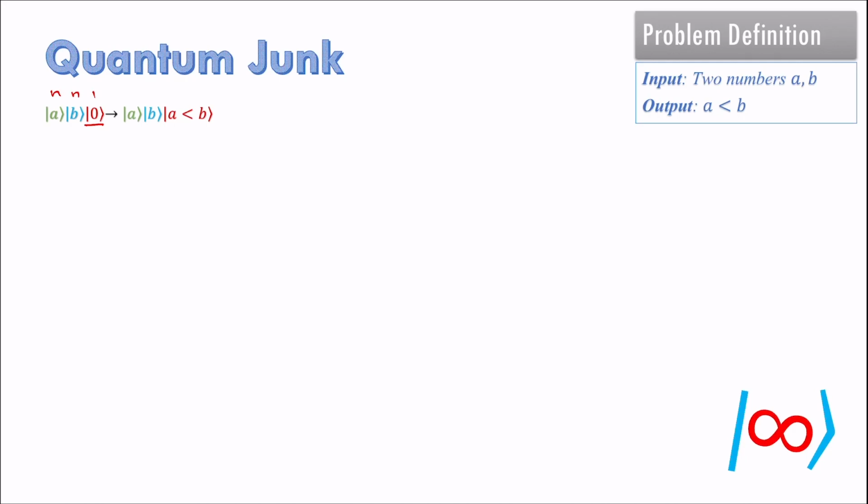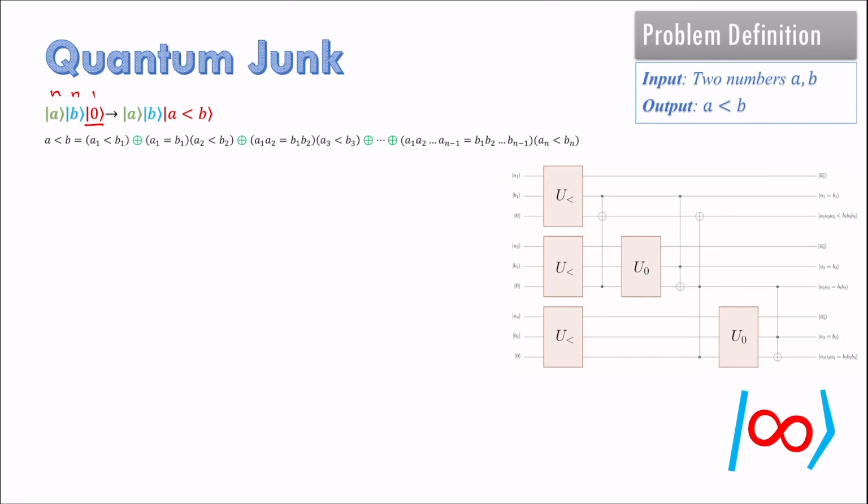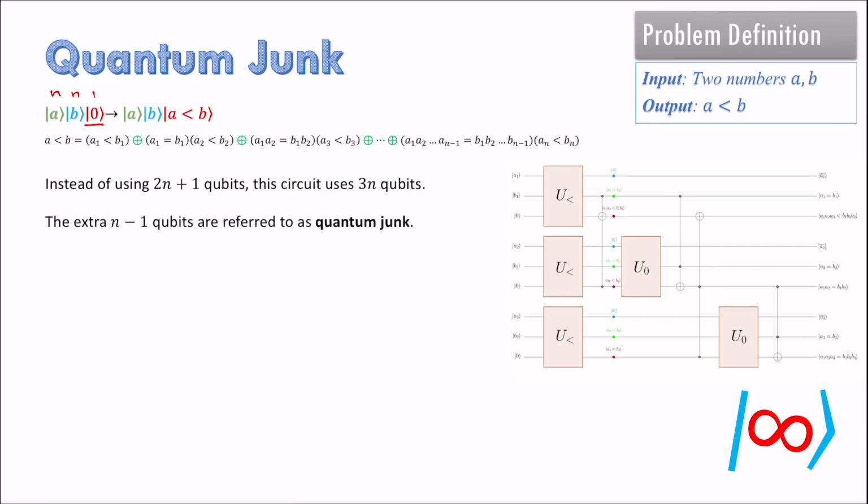It turns out that it is not straightforward to implement this transformation, and we used the following expression to construct the required quantum circuit. But instead of using 2n plus 1 qubits, this circuit uses 3n qubits. The extra n minus 1 qubits serve to store intermediate information needed to keep the circuit invertible. Since these qubits may not be needed for further computation, they are referred to as quantum junk.